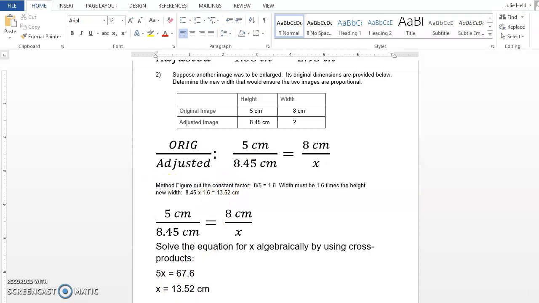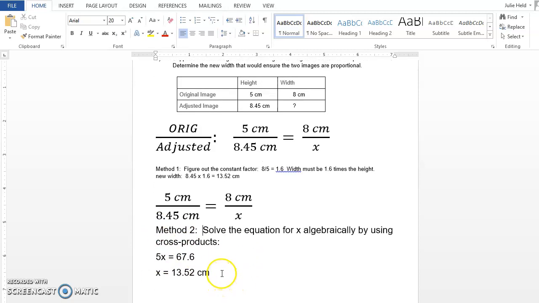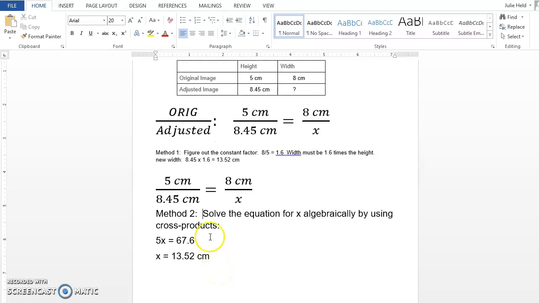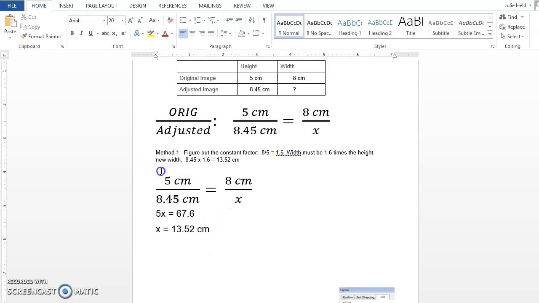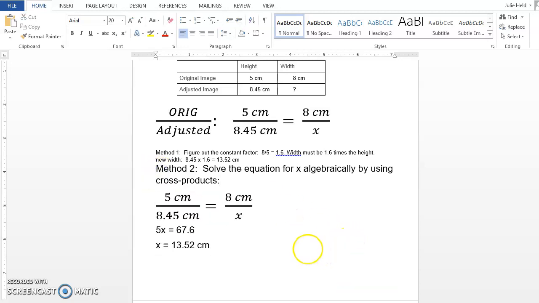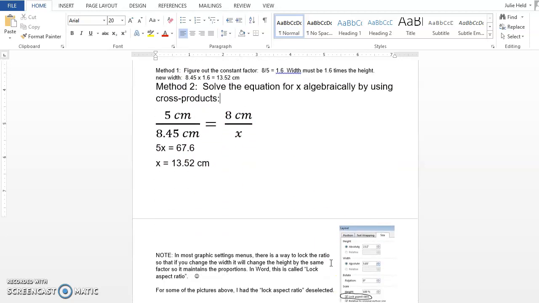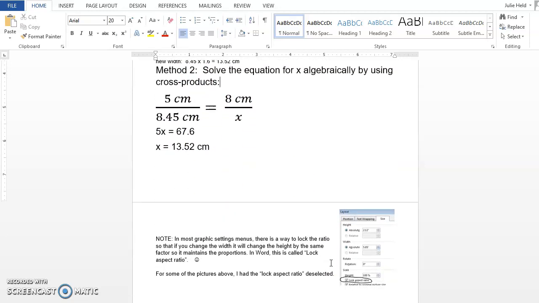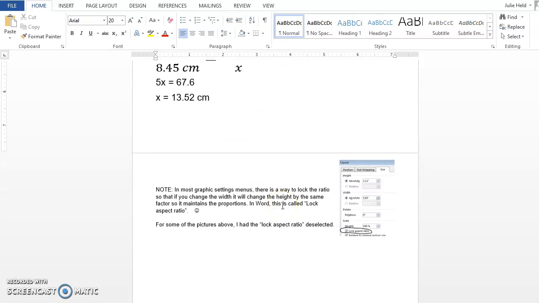So we did method 1, figure out the constant factor and then use it, or method 2, solve the equation, do the algebra. That'll be really handy because, with the proportions that we have, I think the cross product way becomes very efficient. But it's good to understand both ways because you get to understand the connections between things.